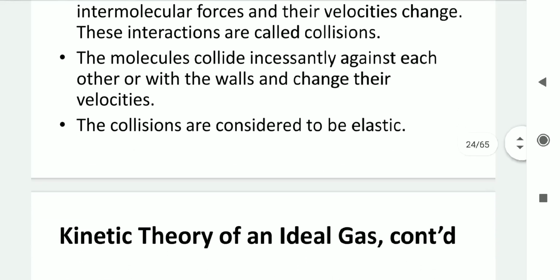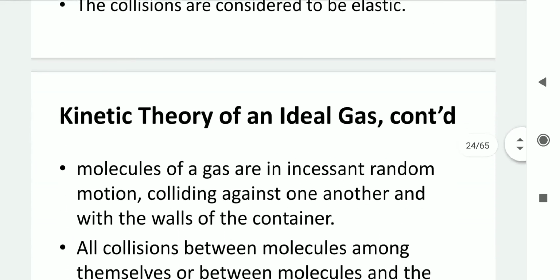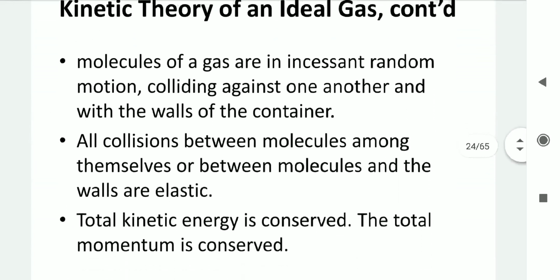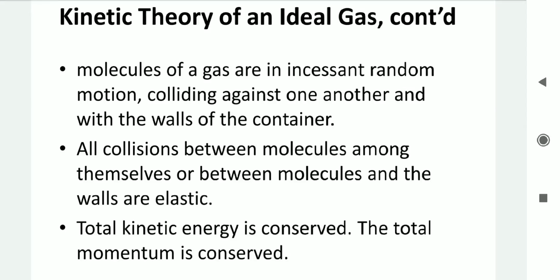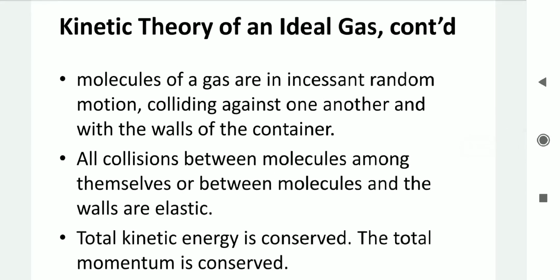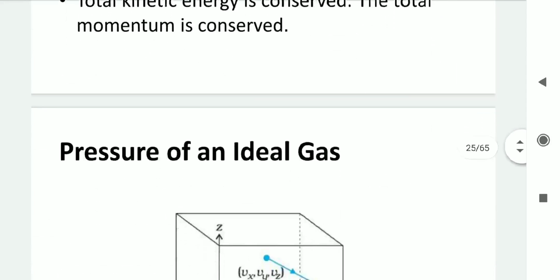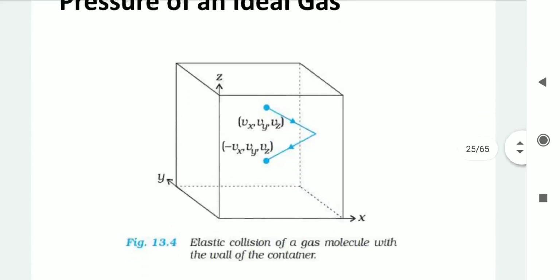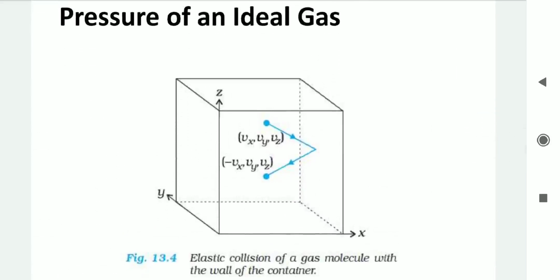Now let us understand the pressure effect. These molecules of the gases are in random motion, so they are colliding with each other and towards the wall. All these collisions between molecules, and between molecules and walls, are considered elastic. So total kinetic energy is conserved, and based on that, momentum also gets conserved. Now let us understand how the pressure works on this ideal gas.